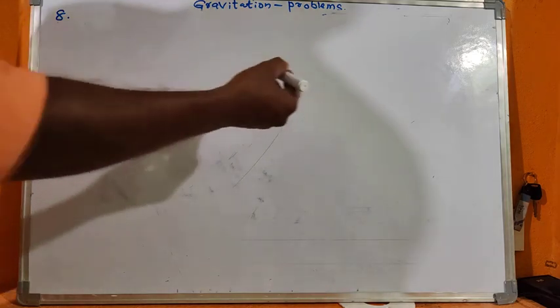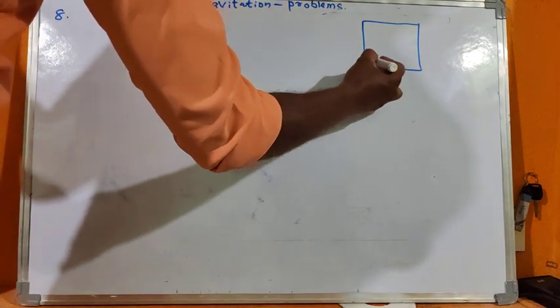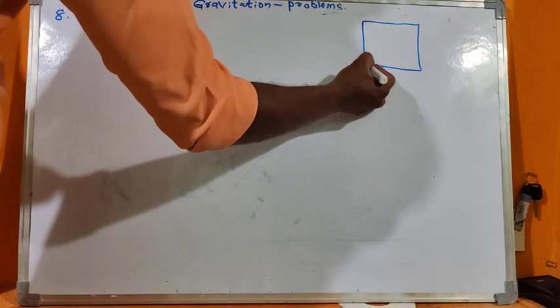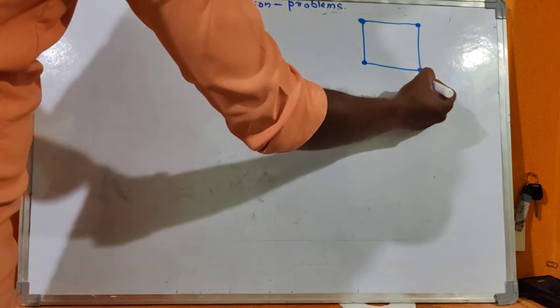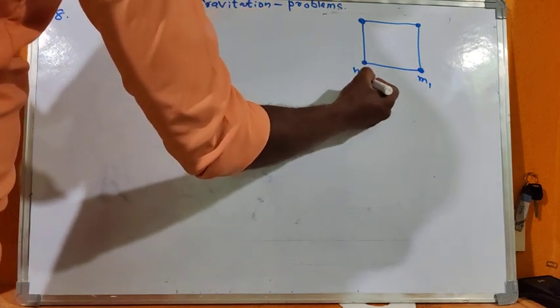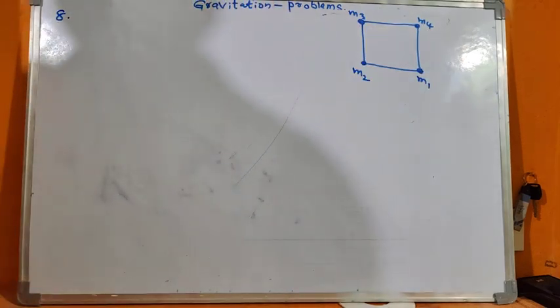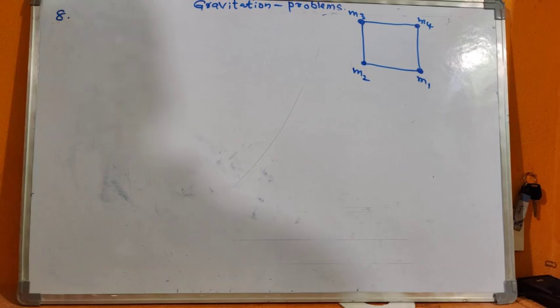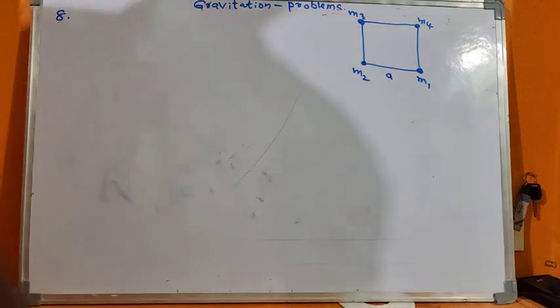Okay, so take one square. This is a square. On the four corners of this square, we are keeping identical masses. Okay, it is m1 and m2, m3 and m4. Then find out the force of attraction on one of these masses from the others. Every side is given here, that is equal to A.